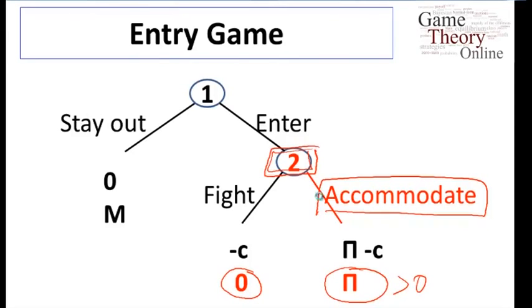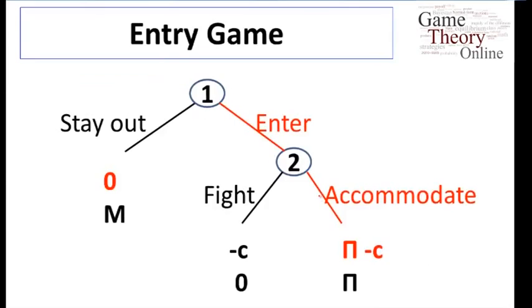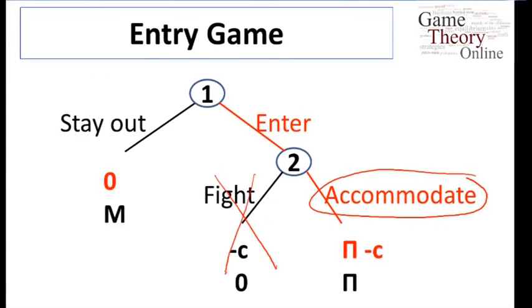So when we back up the tree, now when player 1 makes a choice, they can anticipate what 2 is going to do if 1 enters. We started by analyzing 2's choice, and more generally, we'll always be just looking down the tree, solving it backwards, and having players anticipate what's going to come next. So in this particular case, now that we think that player 2 is going to accommodate, essentially we can ignore this part of the game.